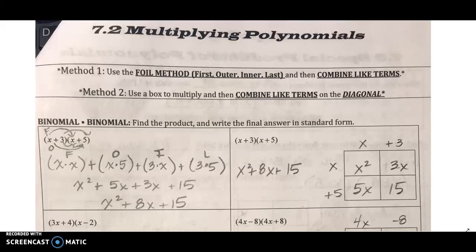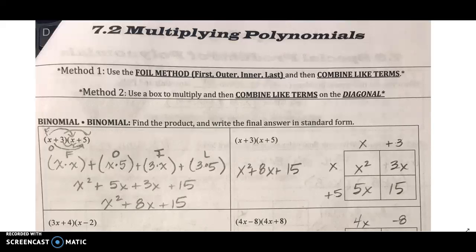In example 2, first of all, notice this is exactly the same problem, x plus 3 times x plus 5. This time we're going to use a box. So a box is just a way to help you organize your work when you distribute. So you take one binomial and you put it down the left side of the box. So I have x and then plus 5. Notice I'm going to keep the sign that precedes the number right here. And then across the top, I'm going to put the other binomial. So I have x plus 3. To be honest, it really doesn't matter which one you put on either side. So I could have put the x plus 5 up here, the x plus 3 down here. And then I'm just going to multiply.